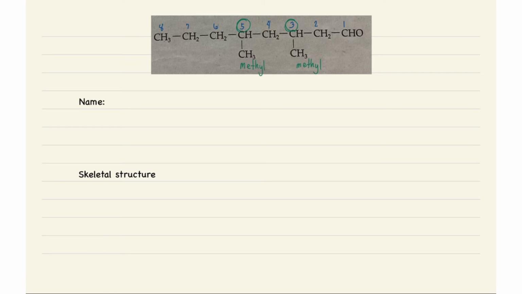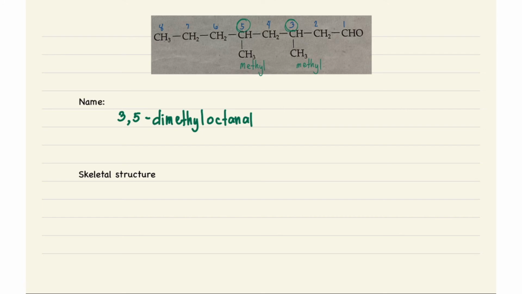So now let's name this figure. So as you can see, may dalawa tayong methyl. So ibig sabihin, we will use dimethyl. So let's put this up. So we have the locations in carbon number 3 and number 5. Then dash, since we have 2 carbon atoms, this will be dimethyl. Then we have 8 carbon atoms, so we have here octanal.